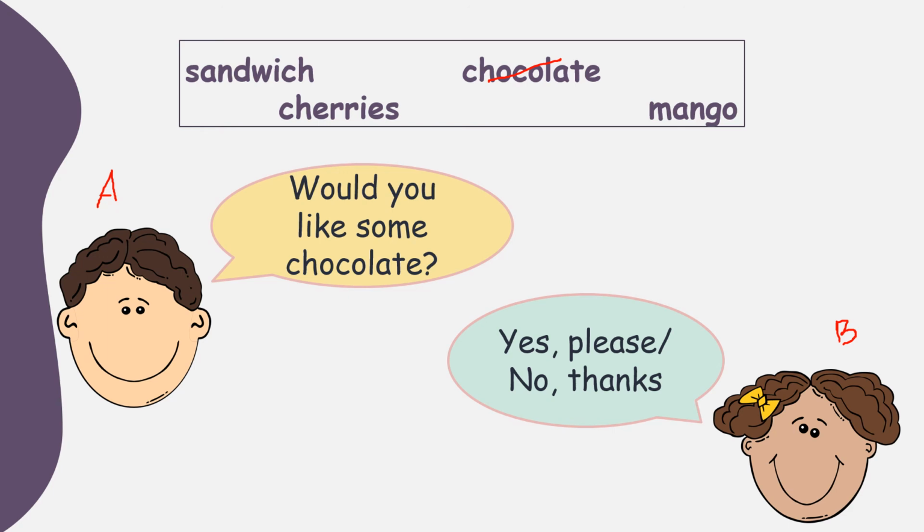Easy, right? So now it's your turn to make 3 mini dialogues with these 3 things: sandwich, cherries, and mango. That means there will be 3 mini dialogues with 3 different answers. Okay, remember you can choose to be A or to be B, or maybe after that you can switch with the one that will help you. Okay, so got it? Good luck. If you still have a question, please feel free to ask me through WhatsApp.